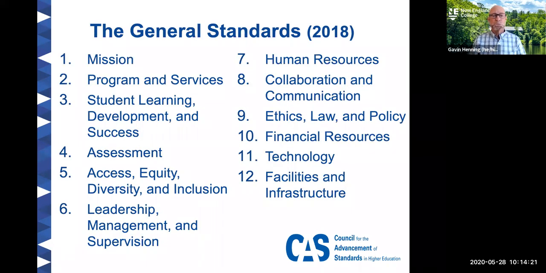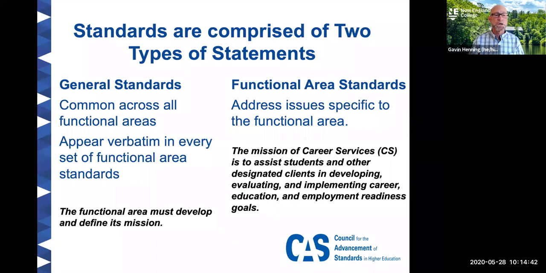The general standards, which were revised in 2018, serve a couple of different functions. First, it divides a functional area standard into 12 sections, and each one of these sections has a set of standards. So they're really a bunch of standards that talk about the mission, standards that talk about the technology, about assessment. And then within each of those sections, the general standards are some common specific standards that occur across all functional areas. Doesn't matter what the function is.